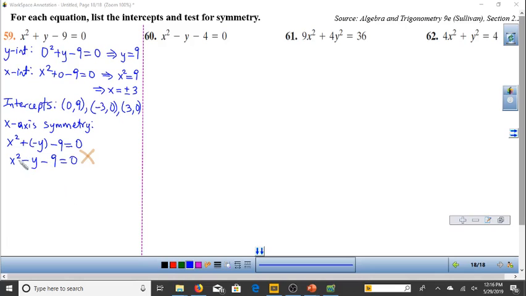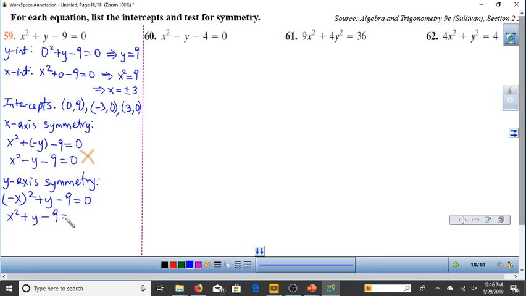Let's see if it has y-axis symmetry. For it to have y-axis symmetry, we simply replace all my x's with negative x and simplify. So we end up with x squared plus y minus 9 equal to 0. And that definitely has y-axis symmetry.